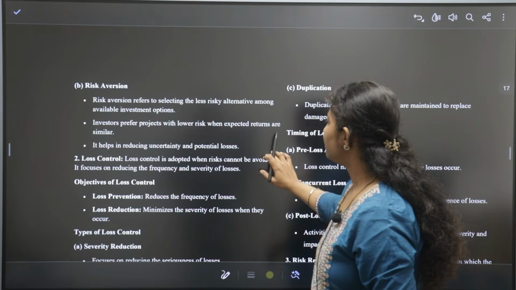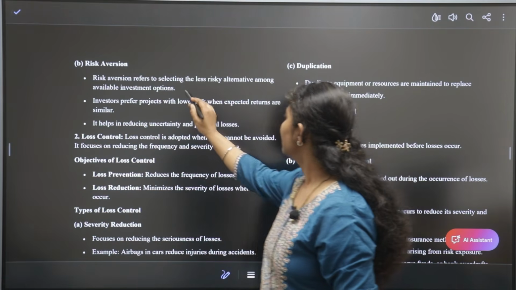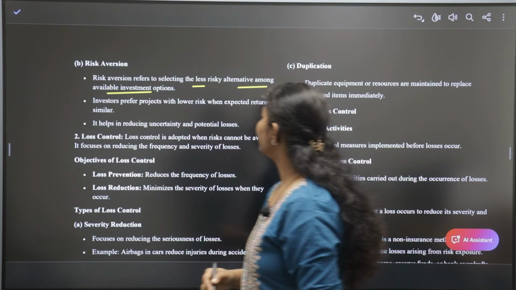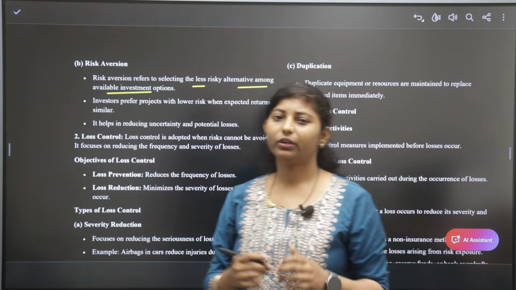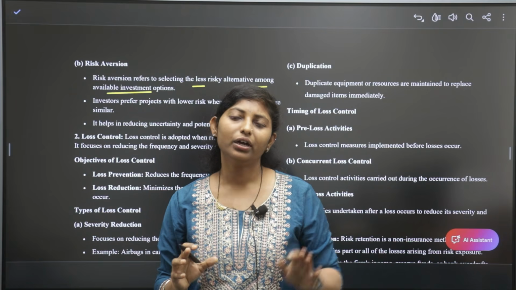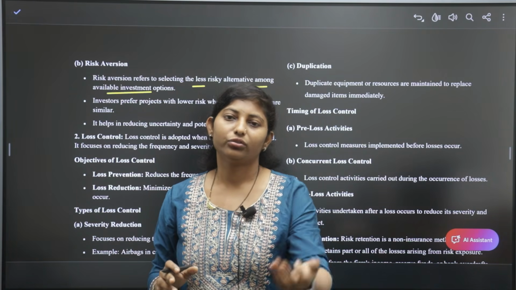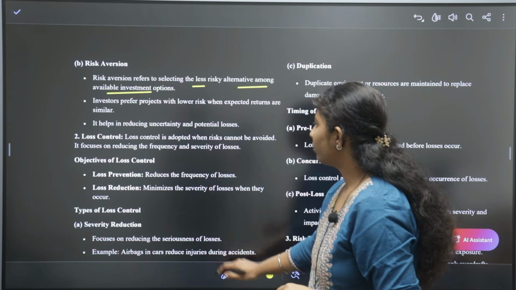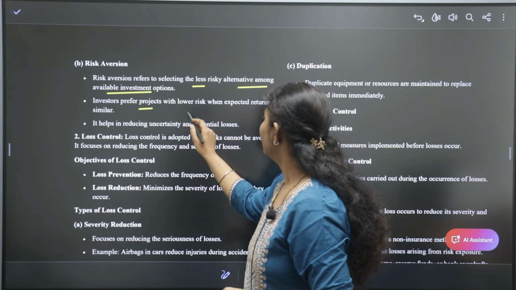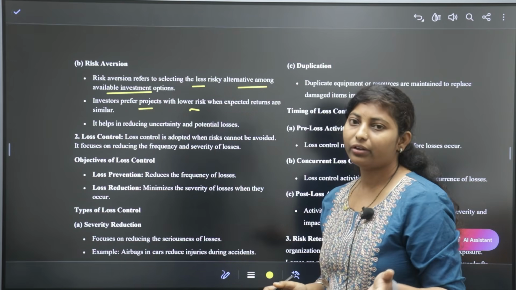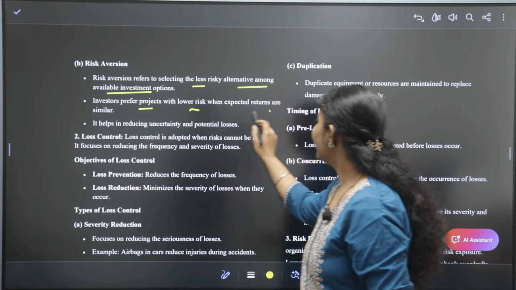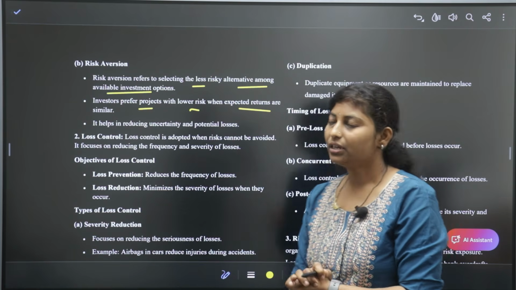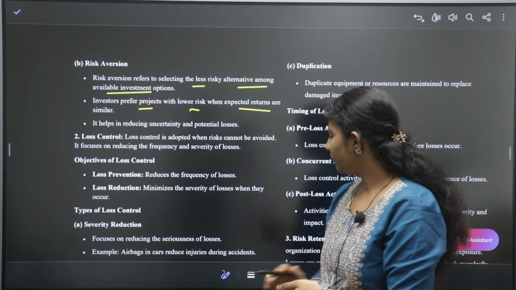Next we have risk aversion. Risk aversion is nothing but selecting the less risky alternatives among the available investment options. We need to go through the different alternatives, select the one with less risk, and invest in it. Such things we call risk aversion. Also, investors prefer projects with lower risk. Everyone will go for lower risk, but expecting high returns. Risk aversion helps in such a manner.